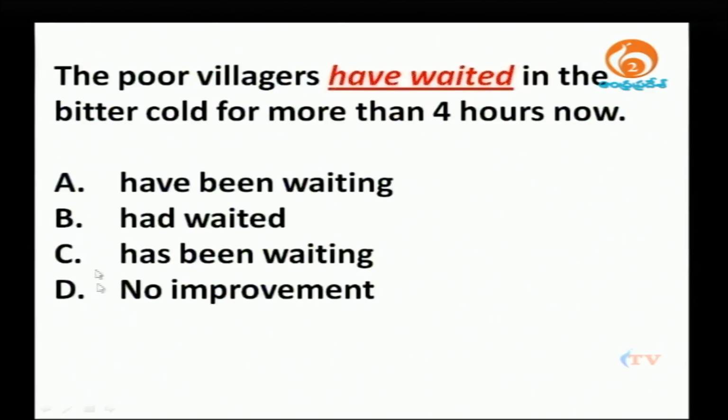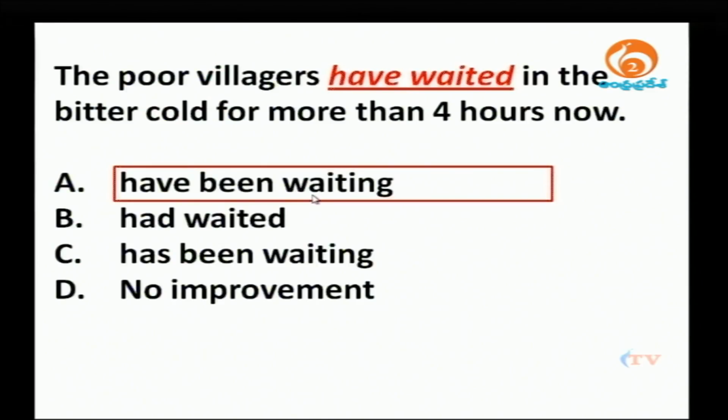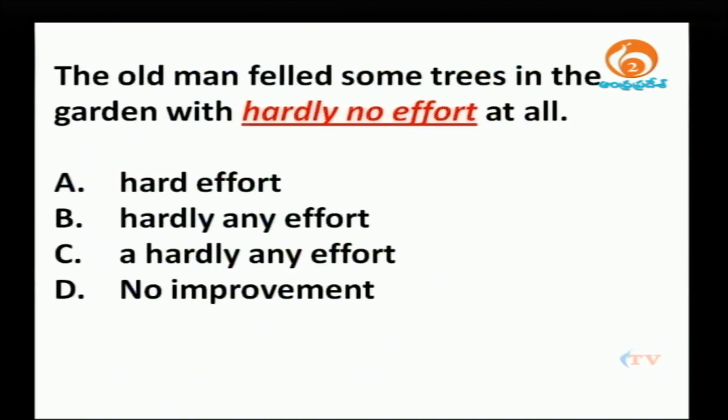Now let's think about A, B and D. It says have waited. Waited means past tense. In the bitter cold for more than 4 hours now. Now is present tense, and they have waited for 4 hours means it is still going on, which means have been waiting is the correct answer. The poor villagers have been waiting in the bitter cold for more than 4 hours now. Okay. Next, the old man felled some trees in the garden with hardly no effort at all.